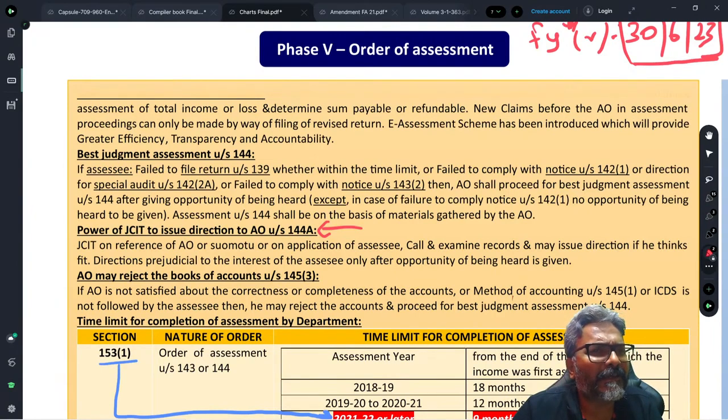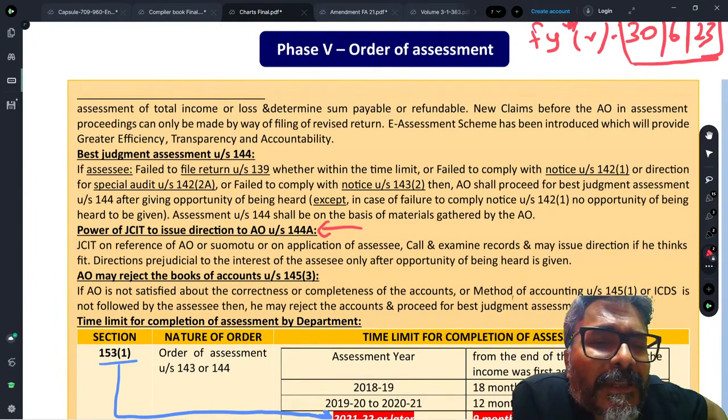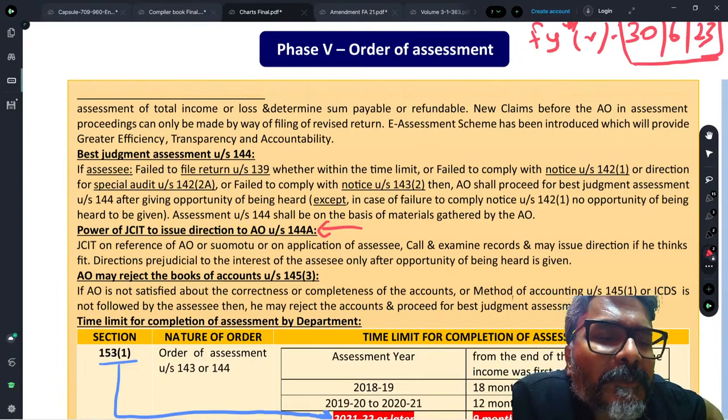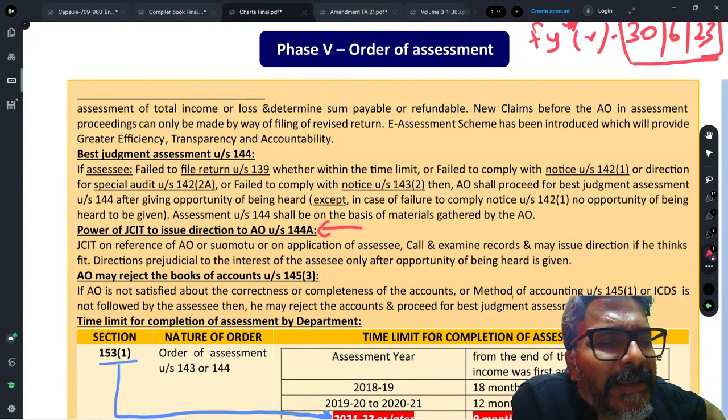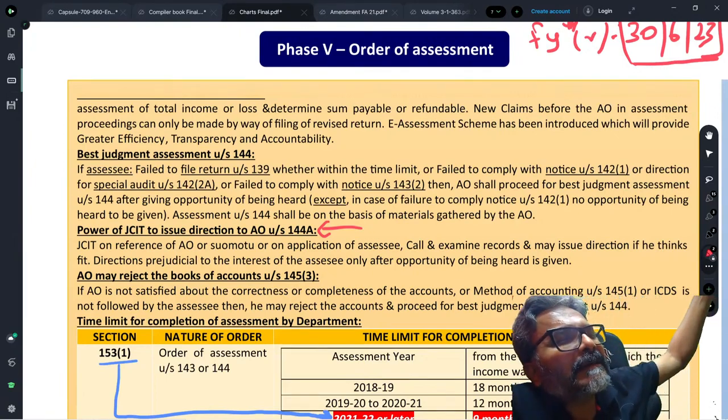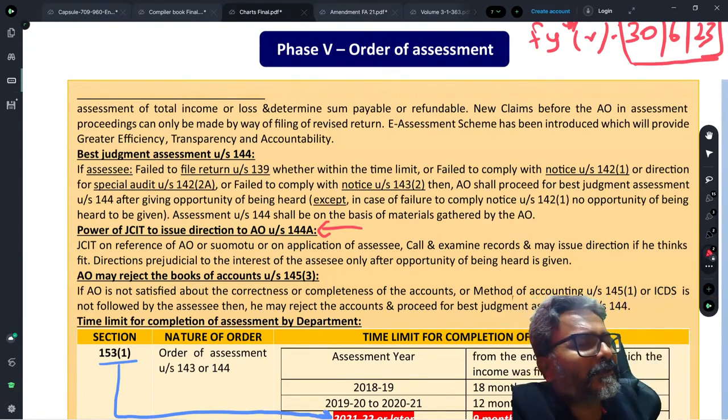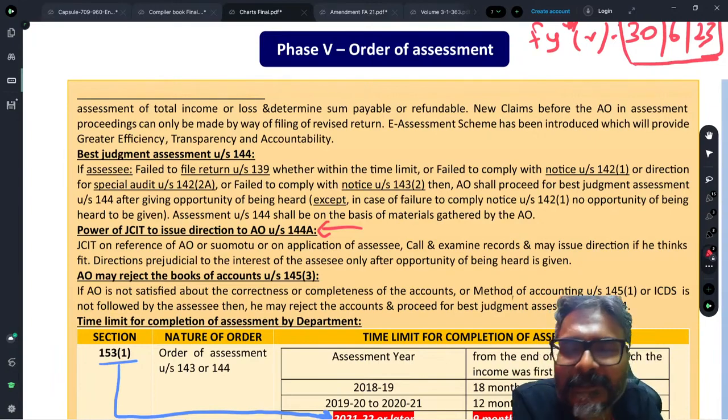Who is a JCIT generally? Are you aware of it? JCITs generally, students, are specialists. These are people who are trained in a particular domain. So say, for example, there is a JCIT who is a specialist in stockbroker's audit. Therefore the AO will make an application to the JCIT and ask him for his direction, on the basis of which he will proceed further and do the assessment. That the AO will do.